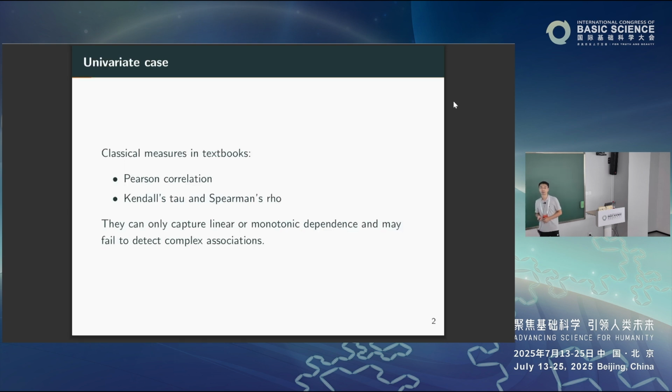When we consider measuring the dependence between two univariate random variables, there are several classical measures in textbooks, such as Pearson correlation, Kendall's tau, and Spearman's rho. As we know, the Pearson correlation can only detect linear dependence, and Kendall's tau and Spearman's rho can only capture monotonic nonlinear dependence. Although these measures are widely used in the literature, they may fail to detect certain kinds of complex associations.